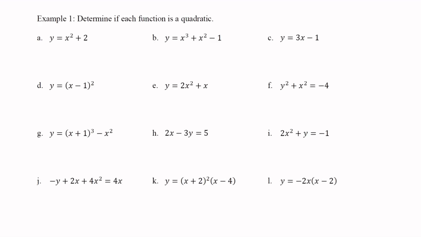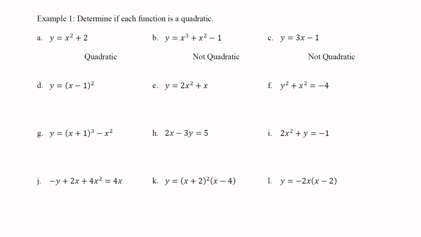So let's determine if each of these functions is a quadratic. So for a, we have an x squared term. There are no powers that are higher than the x squared term, so this is a quadratic. For b, there's an x squared term, but there's also an x to the third term. So if you have a power that's higher than 2, it's not quadratic. For c, there is no x squared term. We have 3x minus 1. This is actually linear, so it's not quadratic.